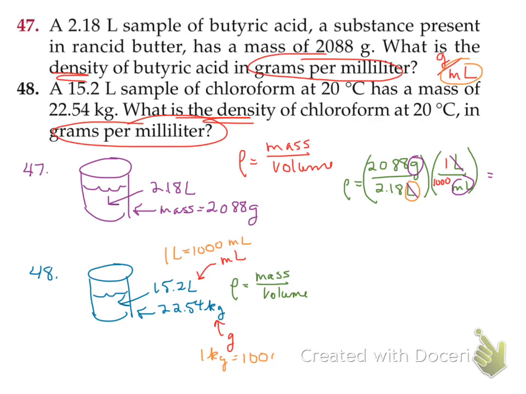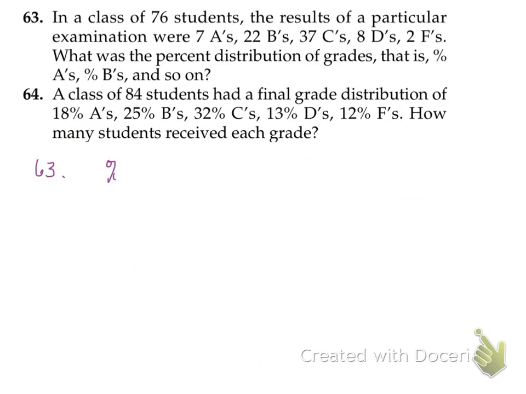Percent problems, sometimes it's hard to show your work according to the way it should be shown. The first problem gives you the students: 7 students got A's, 22 students got B's, 37 students, etc. And you're supposed to come up with the percent of students that earn each grade. That shouldn't be too hard. I think you'll be fine there.